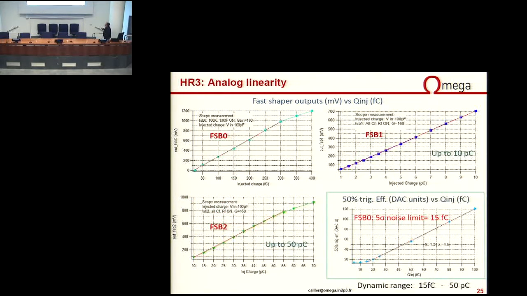A few analog measurements, just to show that it's linear on the requested dynamic range. For the weakest gain, we are linear up to 300 femtocoulomb. For the middle range, we are up to 10 picocoulomb. And this is for HardRoc 3. This measurement is for HardRoc 3, because it was up to 15 in HardRoc 2.